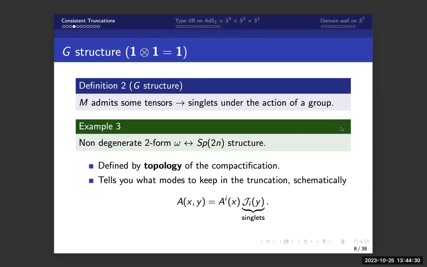And then more for the physics, now I can be more specific about how one does the reduction ansatz. So if you have some field, a general field, which in general depends on both the external and internal coordinates, the prescription will be to always factor all the dependence on the internal space on these tensors here, which are the ones that define the G structure.